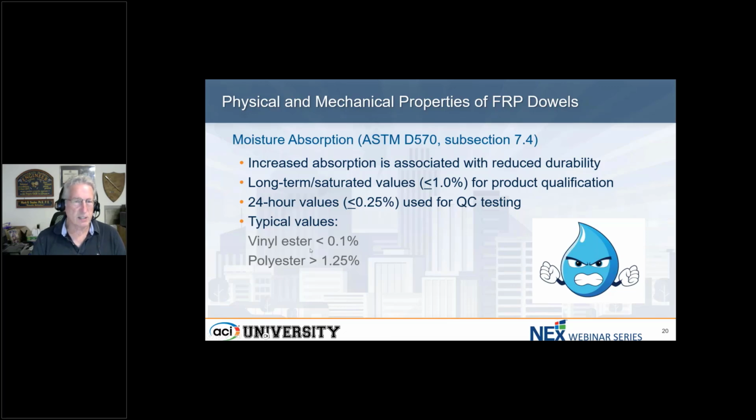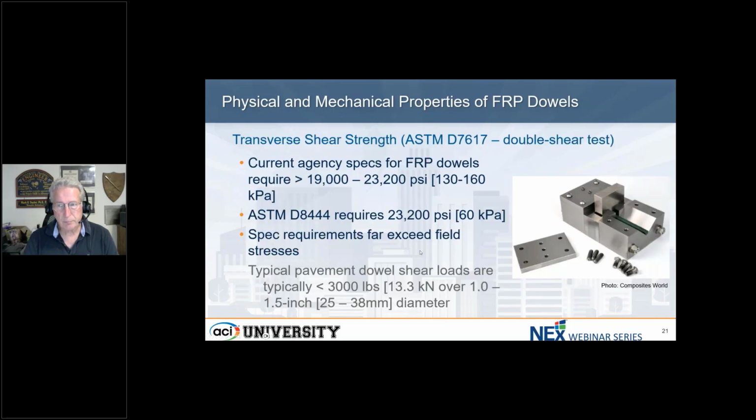And the specs that are out there now typically specify long-term saturated values, and that would be like 7 days or longer of saturation of less than 1% for product qualification. 24-hour values, a shorter test makes it more useful for quality control testing, and that's usually limited to less than 0.25%. So again, both those values are going to eliminate the use of polyester resins.